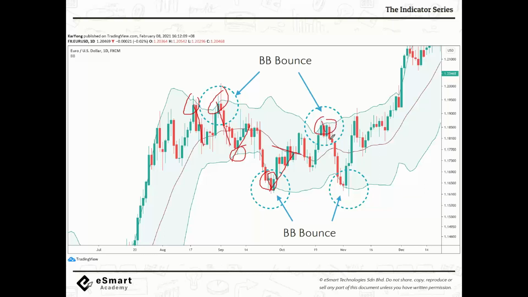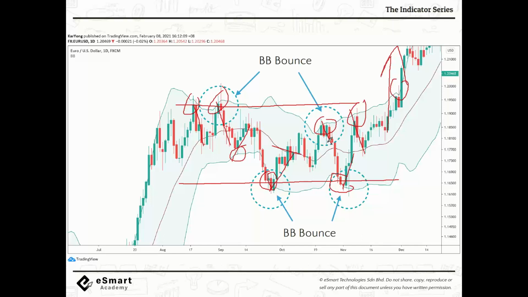Same thing over here, it goes back there, and this goes back here. Of course, this is not going to be 100% happening all the time, but you can see most of the time it does that. Sometimes when it breaks, it just goes, right? So nothing is going to be 100%, but again, you can see when price is doing that, most of the time it tends to go back to the middle line, which is the SMA, right?